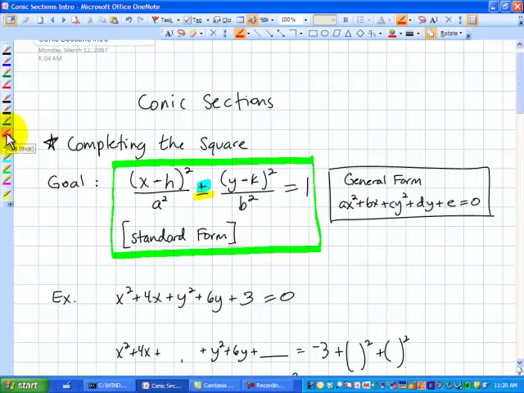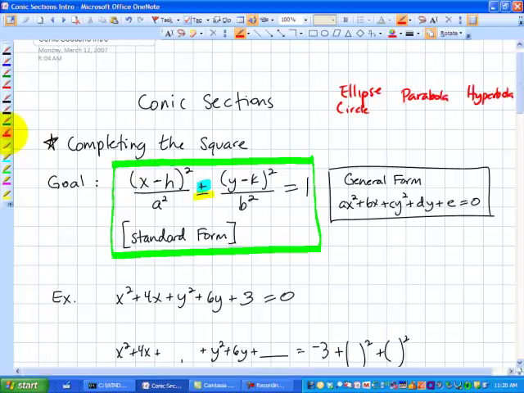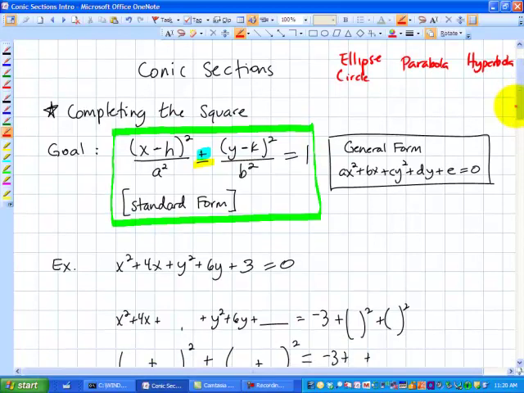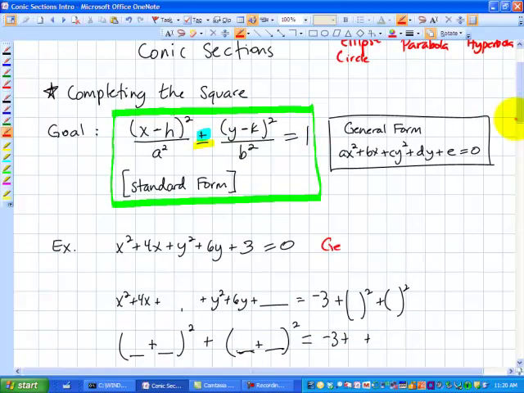Now, a conic section is either an ellipse or a circle or a parabola, or the other one is a hyperbola. And I think before too long you'll understand why I'm putting ellipse and circle together, parabola by itself, and a hyperbola by itself. They're each kind of special cases of the other. So standard form looks like this. General form is when it's all been multiplied out. So one of the things we're going to do real quick here is review our completing the square, converting it from general form into standard form.